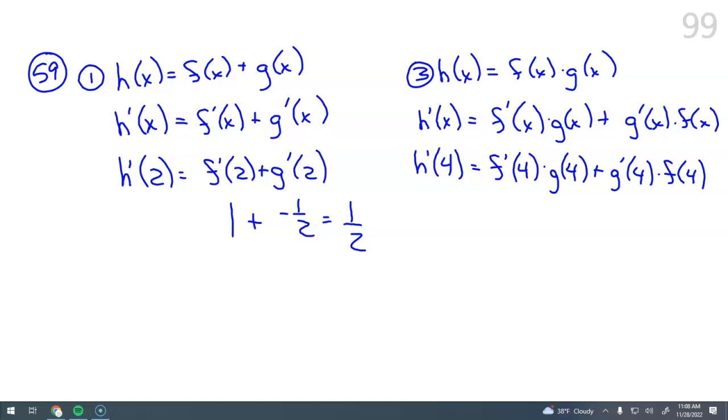So f prime of 4 is 1. g of 4 is 3. g prime of 4 is 1. f of 4 is 4. So then 3 plus 4 is 7.